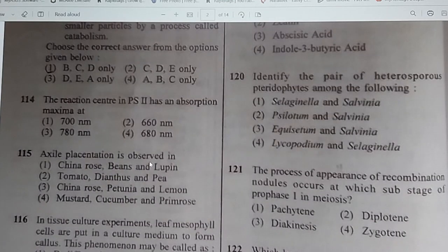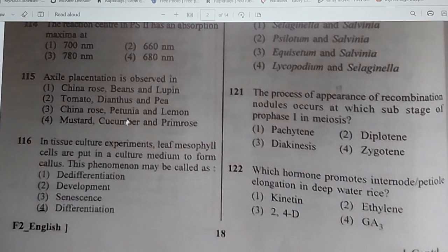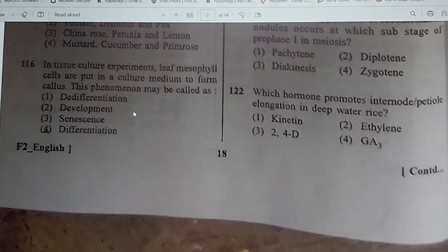The reaction center for PS2, you all know, option 4, 680 nanometer, for 114. 115, axile placentation is observed in China rose, Malvaceae, Petunia, Solanaceae and lemon. Okay, so this is the answer, option C. 116. In tissue culture experiments, leaf mesophyll cells are put in a culture media to form callus. This phenomenon may be called dedifferentiation, option D.